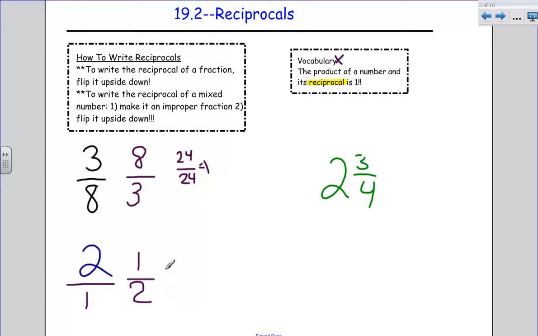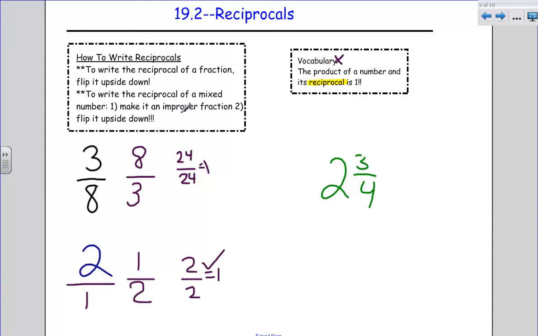How do I know that that's right? Well, I multiply across. So 2 times 1 is 2. 1 times 2 is 2. 2 over 2 equals 1. My definition says the product of a number and its reciprocal is 1. So that works. And again, I can also look across. 2 and 2 are the same. 1 and 1 are the same going diagonally. So that can work as well.